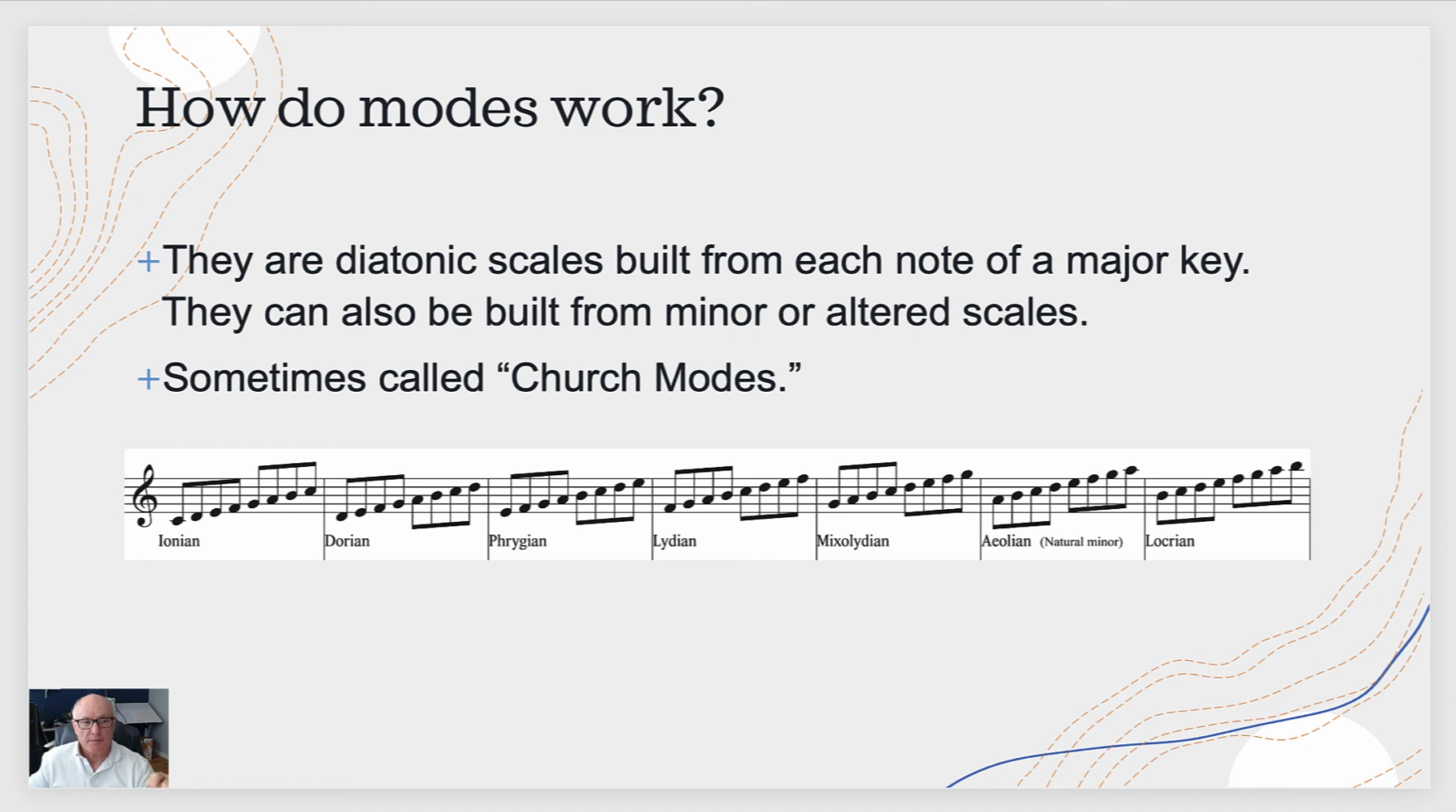So you might be asked, well, what mode is this in? Just figure out what scale it is. Look at the key signature and then figure out what scale tone that is. If it's the 1st scale tone, it's Ionian. If it's the 5th, it's Mixolydian, and so on.